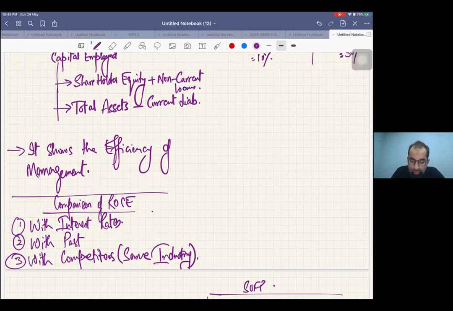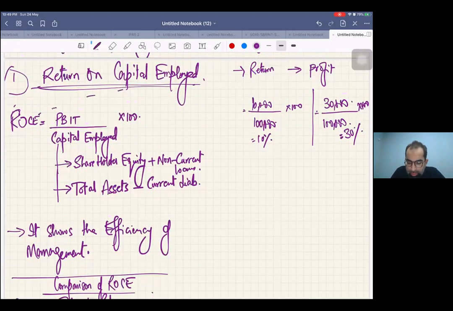Let us say the return on capital employed of our company is 6%. My business return on capital employed is 6%, whereas the interest rate which the bank is offering is 12%. So what should I do? I should simply close my business.